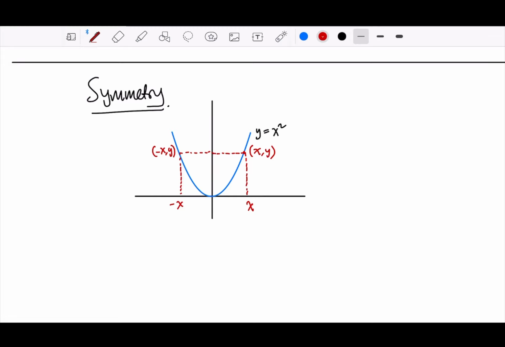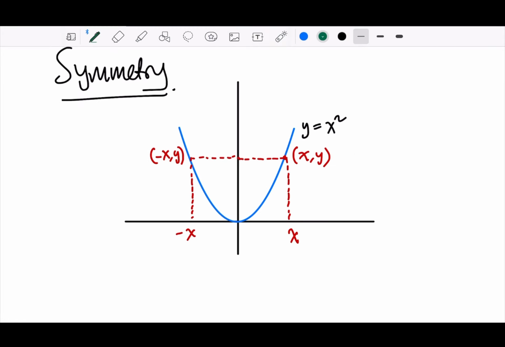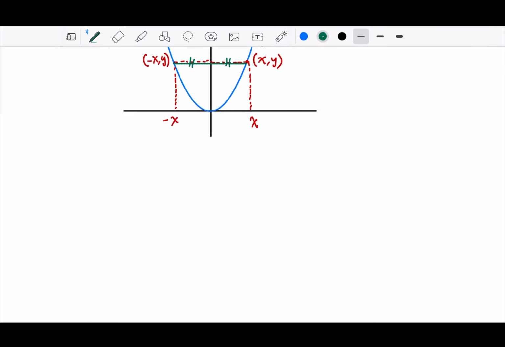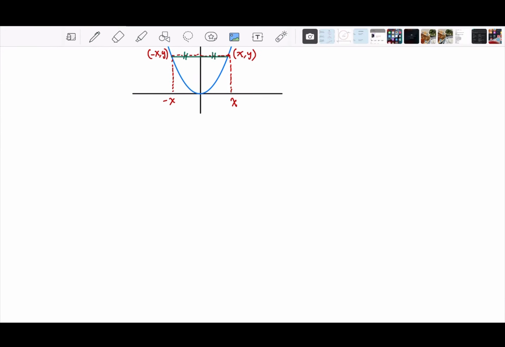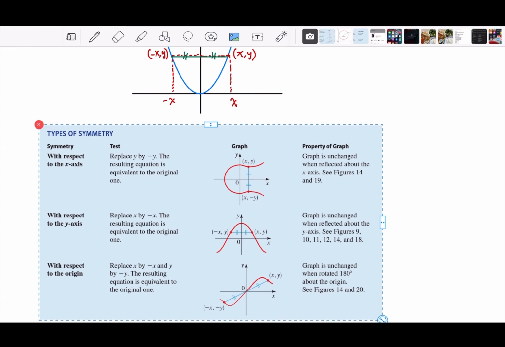So this similar distance that is going to be around here, we have the same distance. So we call this symmetry with respect to the y-axis.